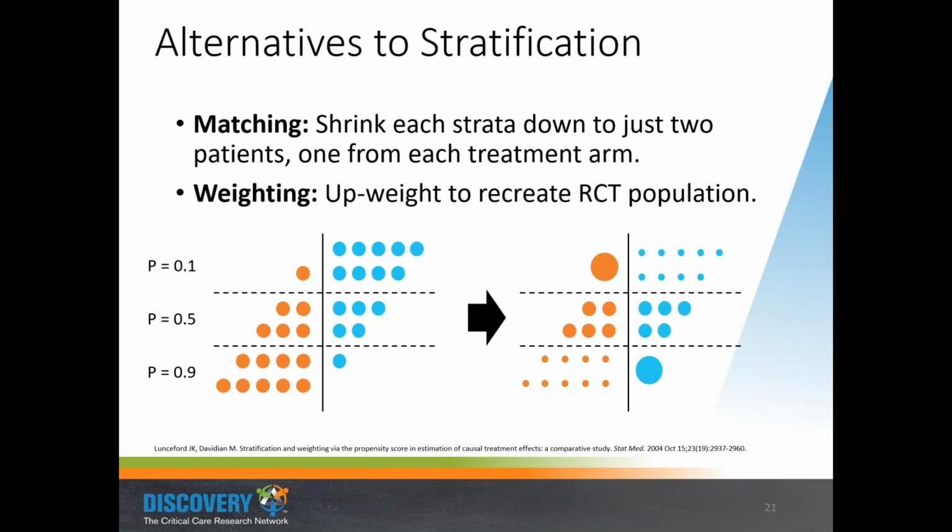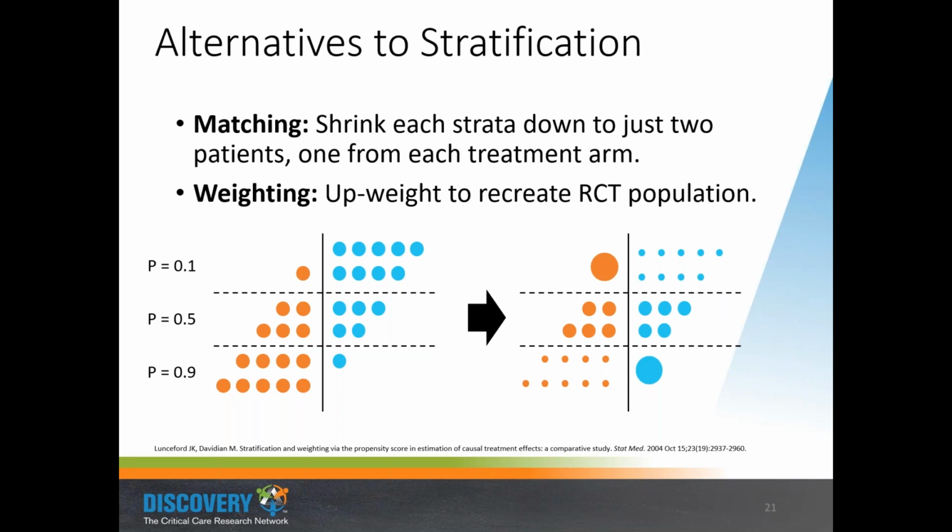So there's also actually other things you can do with the propensity score. That thing that you estimate, the probability of treatment, is referred to as a propensity score. But besides stratification, you can do a couple of other things. So one is matching. So you just shrink down each strata to 2 patients, 1 from each treatment arm, but the analysis is the same. I mean, stratification and matching you can really think of as being a continuum from stratification to smaller and smaller buckets to just 2 patients in each bucket.